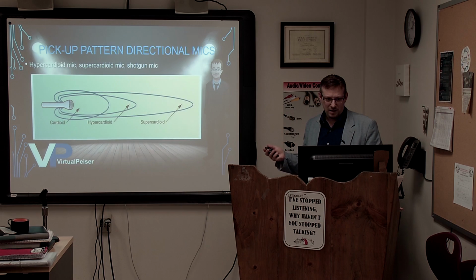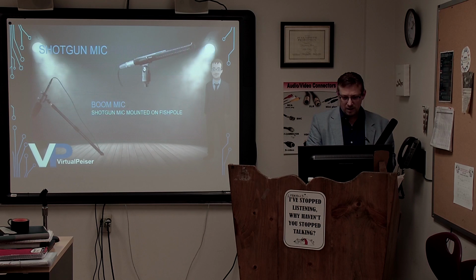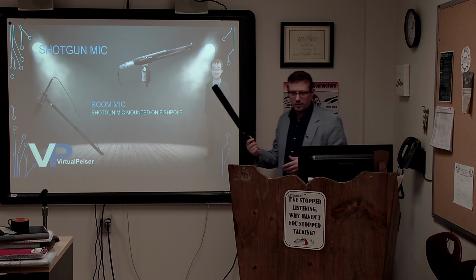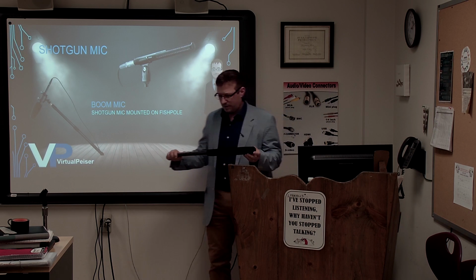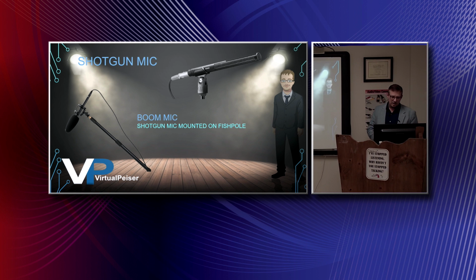Under that, we have hypercardioid and supercardioid. You can see from this graphic that the shape is going to be more directional and reach a longer distance. Usually, if we're using a supercardioid or hypercardioid mic, we're talking about a shotgun microphone. This is a shotgun microphone, and you can see why it might be called that, because of the way you aim it like a shotgun.